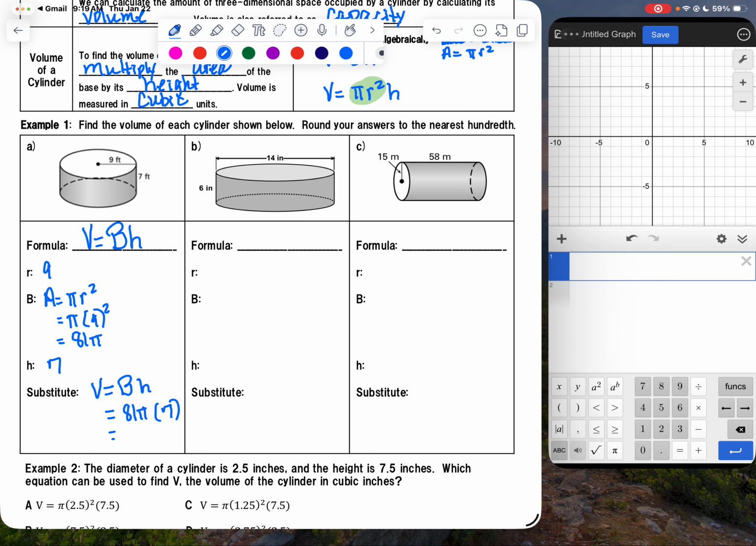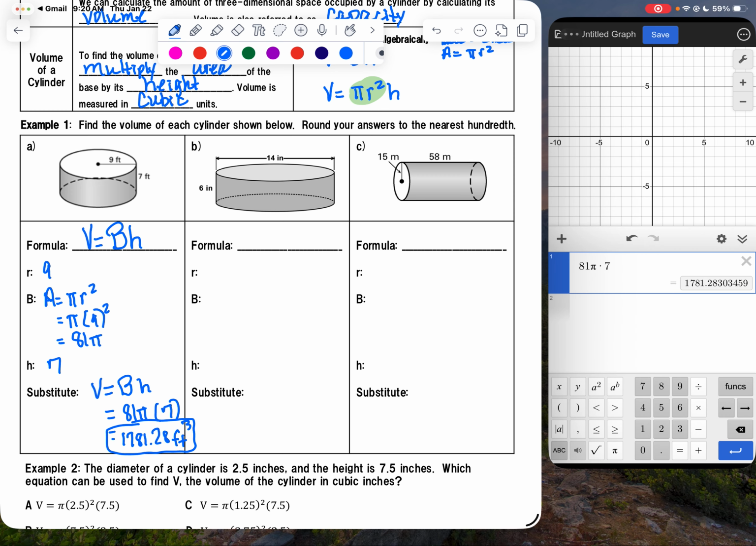Now I'm going to write that in decimal form. So 81 pi times 7 would be, I believe it said round to the nearest hundredth, 1781.28. And it's calculated in cubic feet.